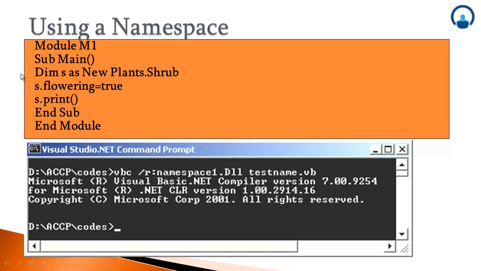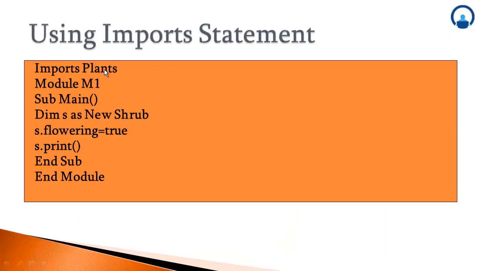This can be avoided with the help of the Imports statement. The Imports statement is used to import classes and interfaces into a program from other namespaces, thus eliminating the need for fully qualified names. So if you use Imports Plants, you can say Module M, Sub Main, Dim s As New Shrub, because now we have imported Plants in the particular program, and then we assign the value of flowering and we print the value of flowering. Namespaces contain classes within which variables, functions, or procedures are declared.